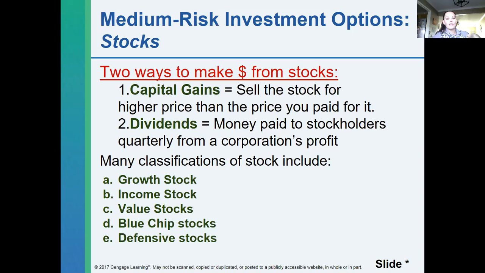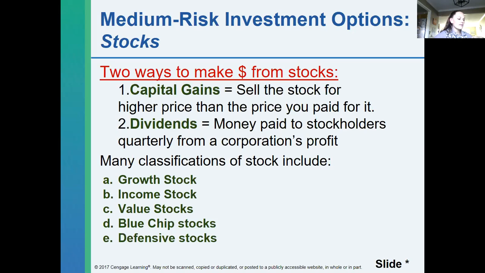Those are risks. And then another way to make money is through dividends, which we've talked about several times, which is money paid, in this case, to stockholders quarterly from a corporation's profit. It doesn't have to be quarterly. I'm not sure why it says quarterly in here.